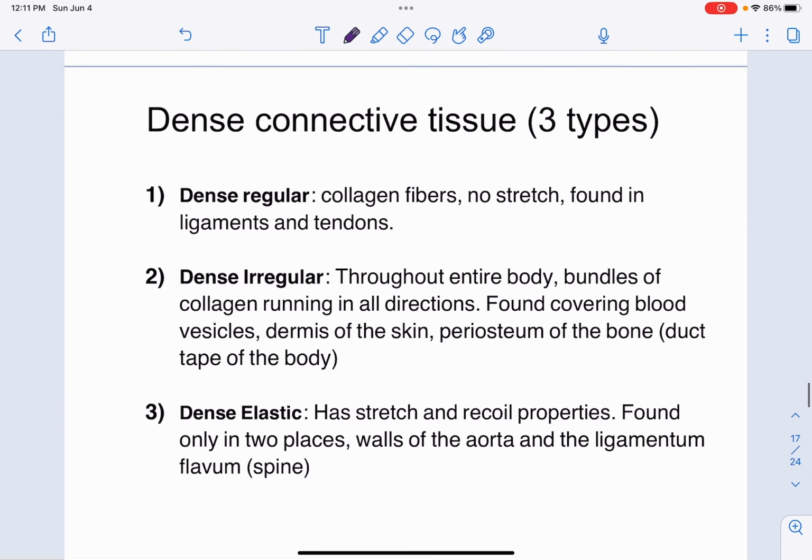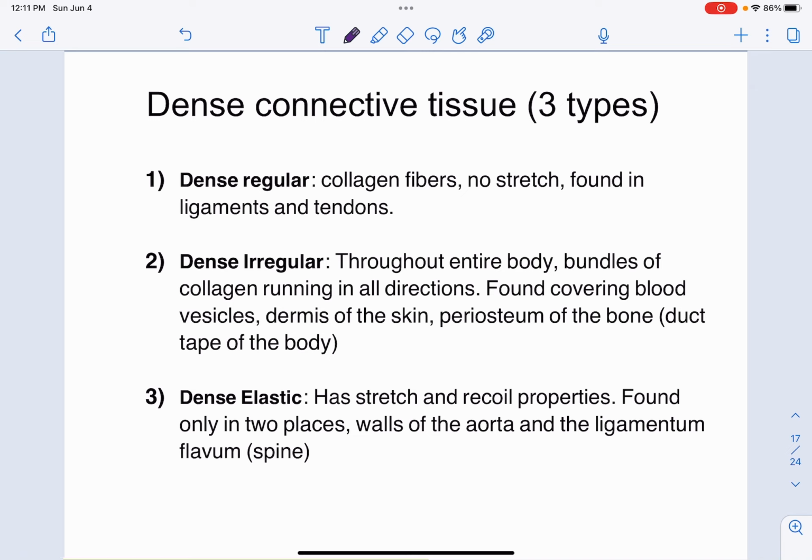So now we'll finish this lecture talking about dense connective tissue. Within dense connective tissue, we also have three different types. The first one that we will take a look at is dense regular connective tissue. Then we have dense irregular connective tissue, and finally, we have dense elastic tissue. And again, if you remember from the slide I showed several images ago, it is called dense connective tissue because there are a lot of fibers. So you're going to see predominantly fibers in these images.